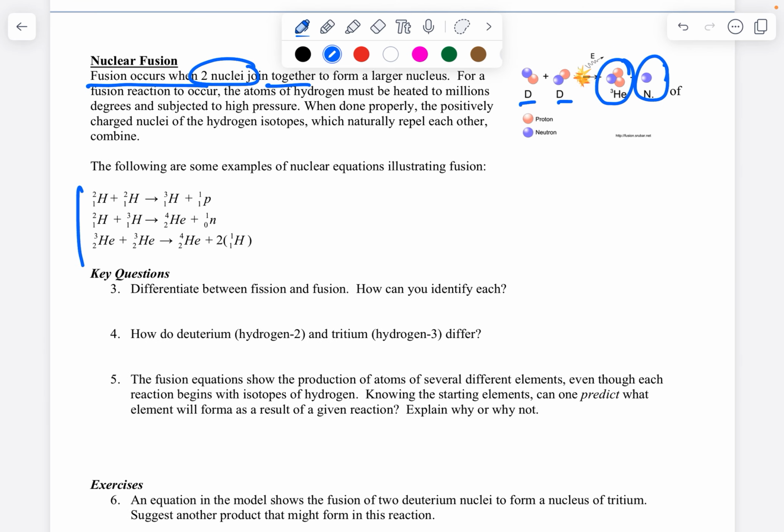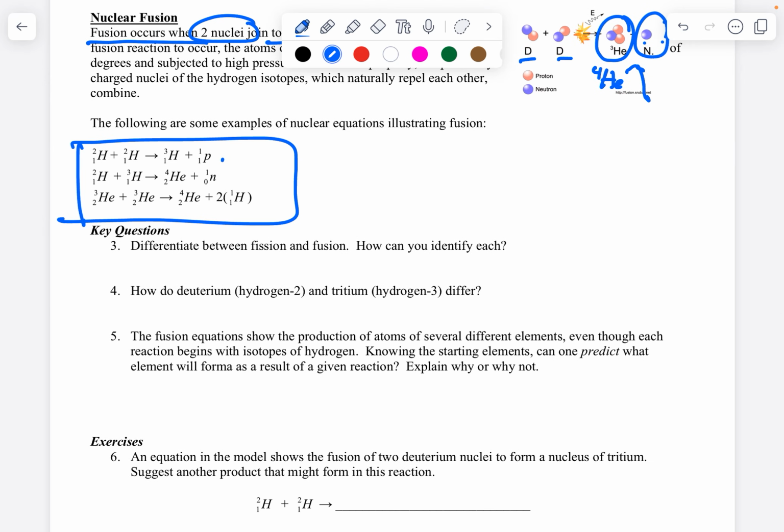Then here are some examples that we're looking at. This one produces a proton. This one produces a neutron. So I'm not even sure if this is right, because it should be helium-4, I believe. It should be like this. Because otherwise the charge is not conserved. So I think this might not be right.